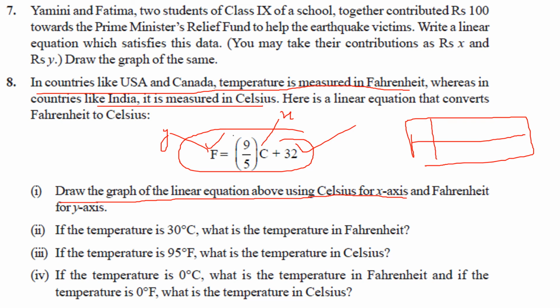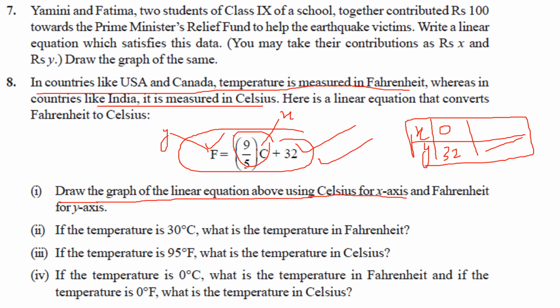Very simple. Already they have given you a machine. First, what you have to do is find three values of this. So put the value of x and get the value of y. Suppose you take x equal to 0. What will happen? This complete term is 0, F becomes 32. Similarly, you can find two other values and you can plot this easily.